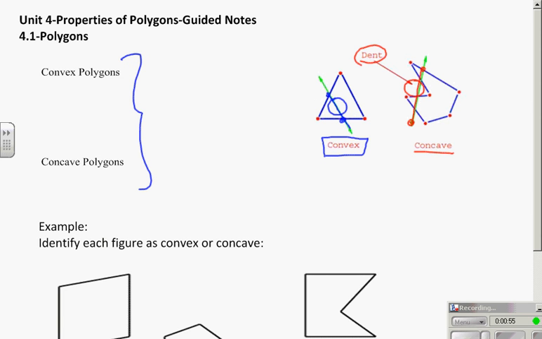When we talk about formulas and things that we are doing, we are always going to be using convex polygons. Our angle sums and interior and exterior sum theorems don't work on concave polygons. They have their own set of rules.